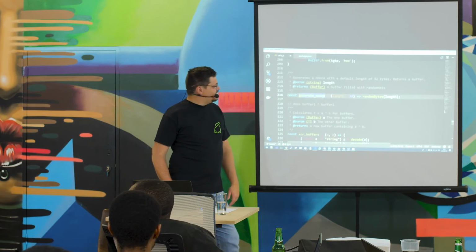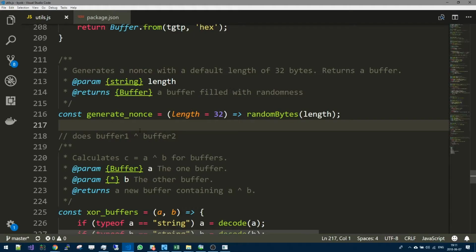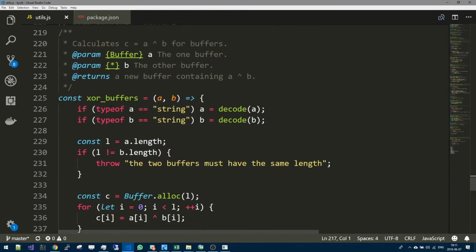Then we've got generate nonce. That generates some random bytes. We've got XOR buffers. Who knows what an exclusive OR is?